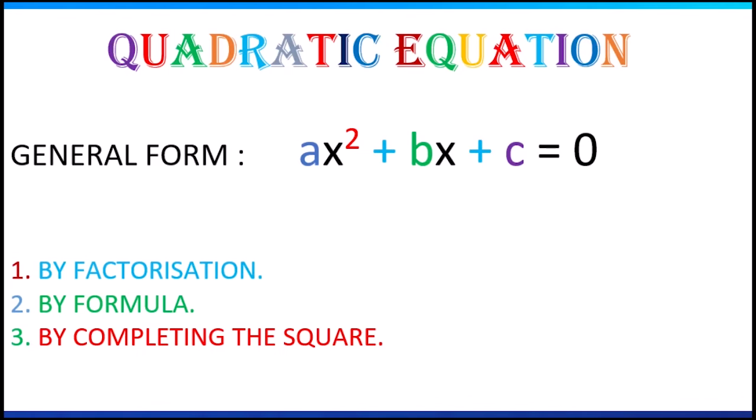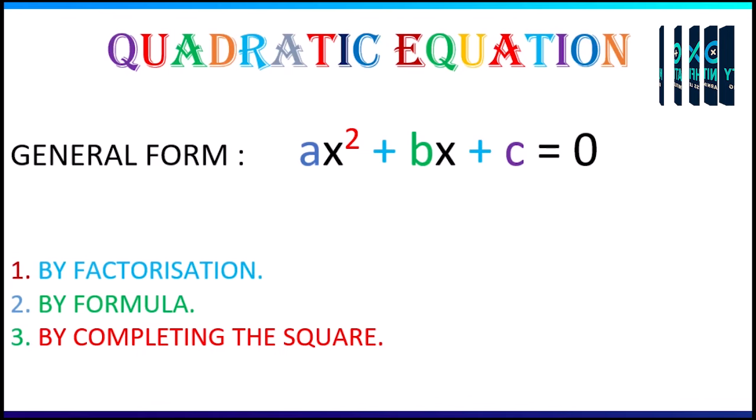Hello guys, today I am going to explain quadratic equation. The general form of quadratic equation is ax square plus bx plus c is equal to 0.